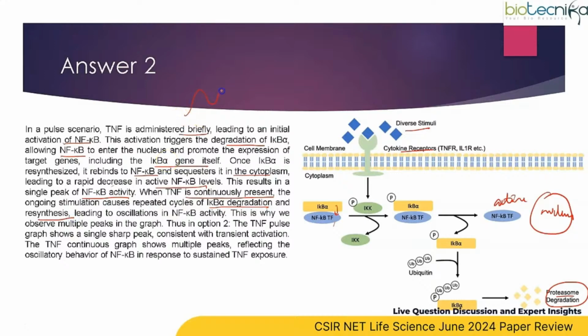So there will be oscillations occurring in NF-kappa B activity. We observe multiple peaks, not just one peak like this. So this won't be correct. You will see multiple peaks.